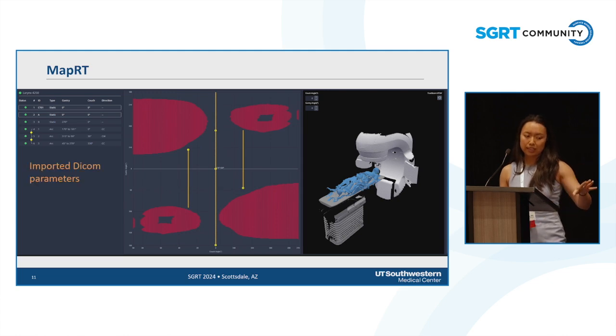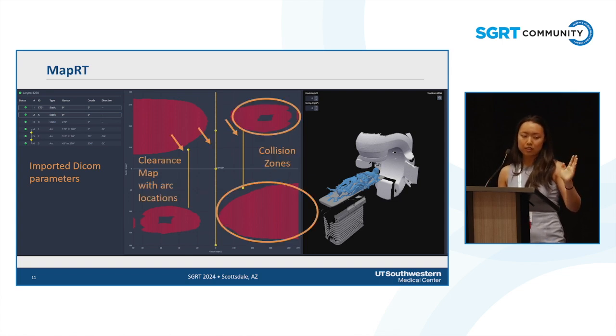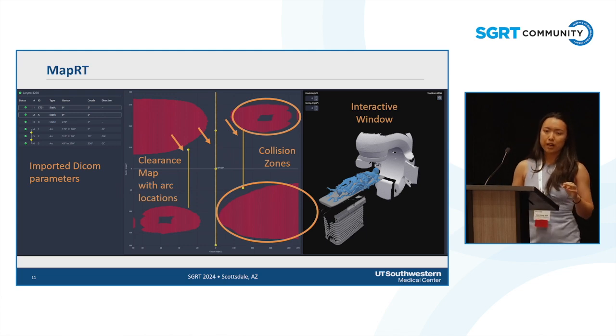You have on the left your imported plan parameters. So you have all your beams with your couch and gantry angle. In the middle, the y-axis is the gantry angle, the x-axis is the couch angle. And then you have your yellow dots or lines, that's your beam or your fields or your arc. And then you have the red, which is your collision zone. And on the right, you have your interactive window where you can drag things around to figure out your clearance space.